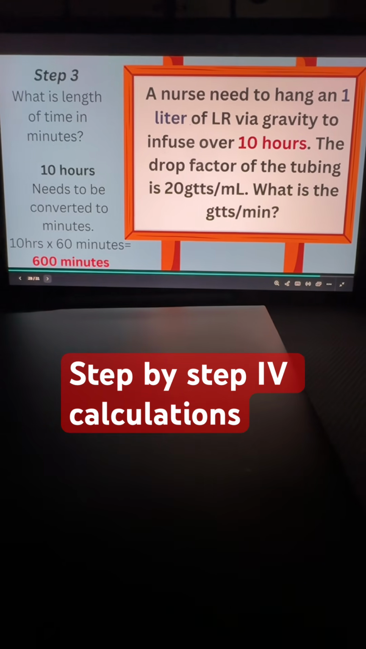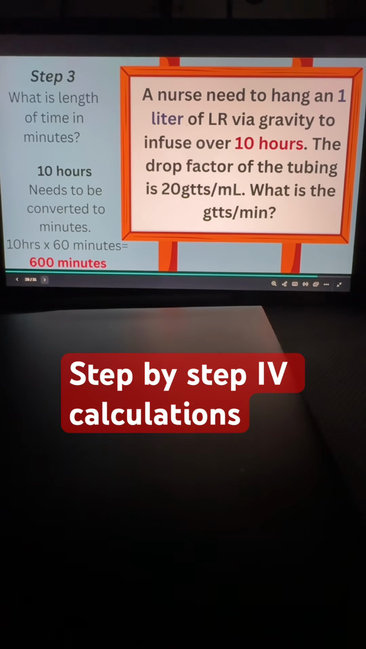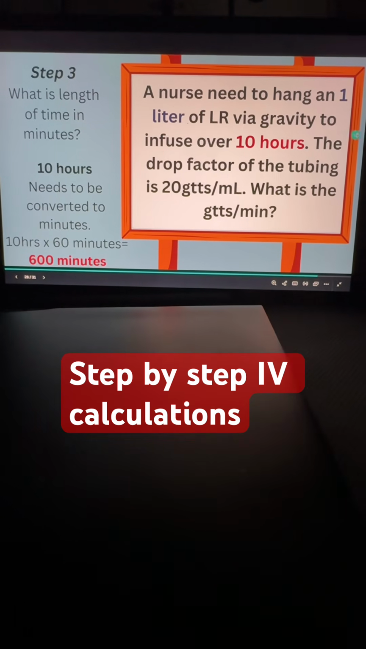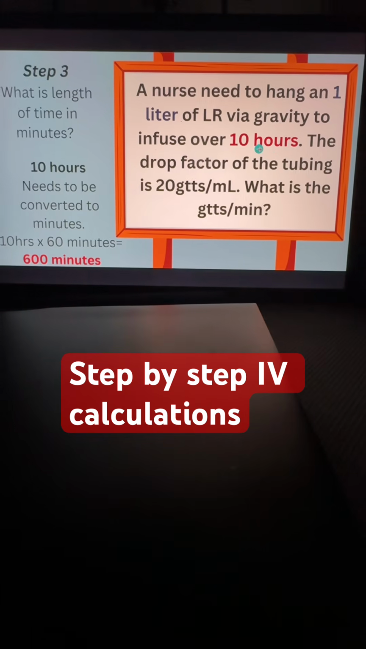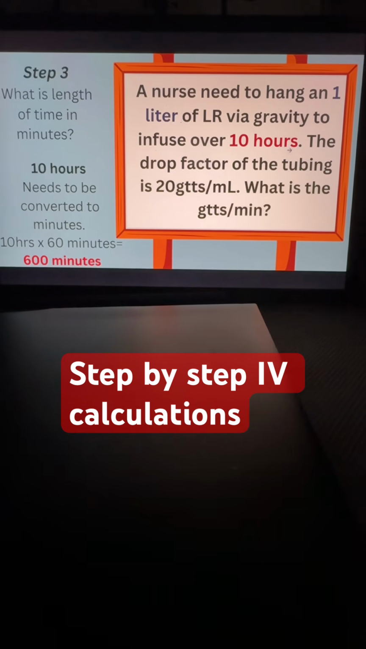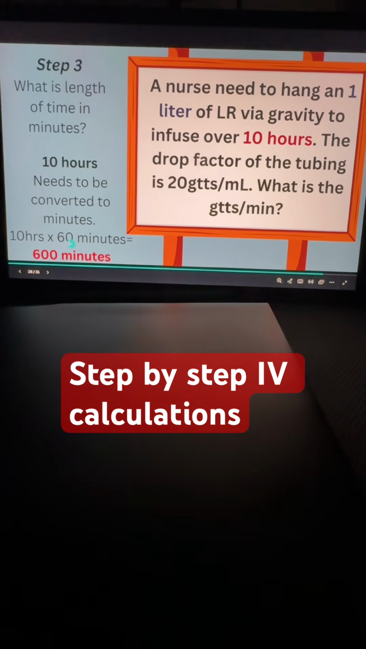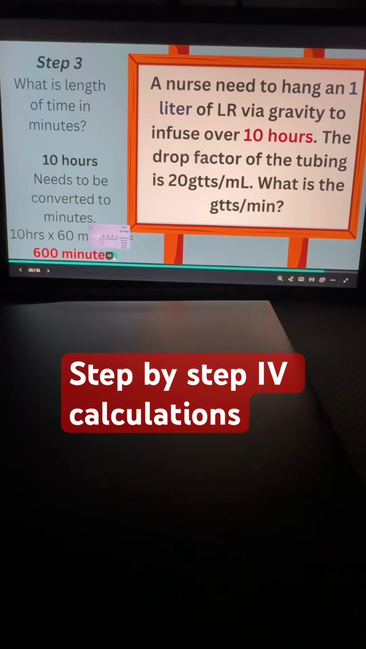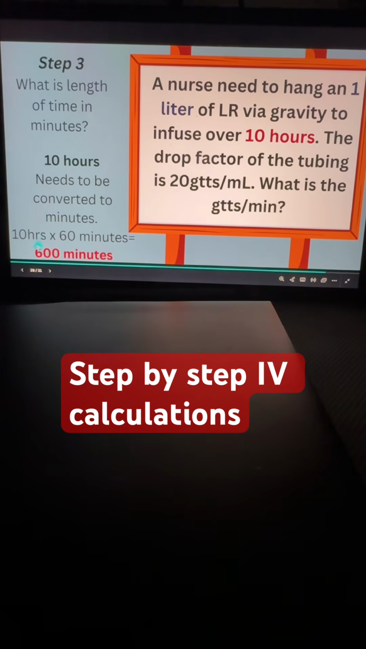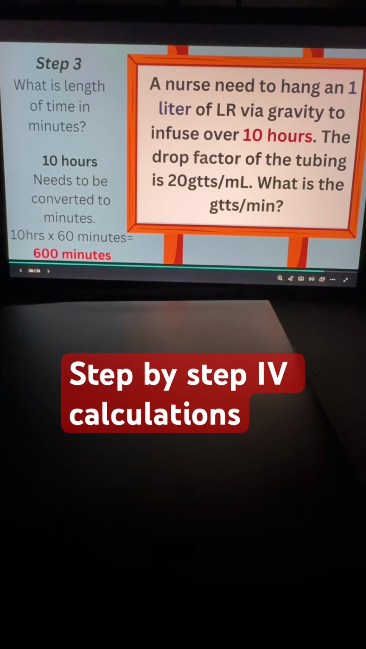What is the length of time in minutes? Because I asked what is the drops per minute. Our problem shows it in 10 hours, so I need to convert those hours to minutes. There are 60 minutes in each hour, so 10 times 60 gives me 600 minutes. It's important to remember that you're using 600 minutes, not 10 hours.